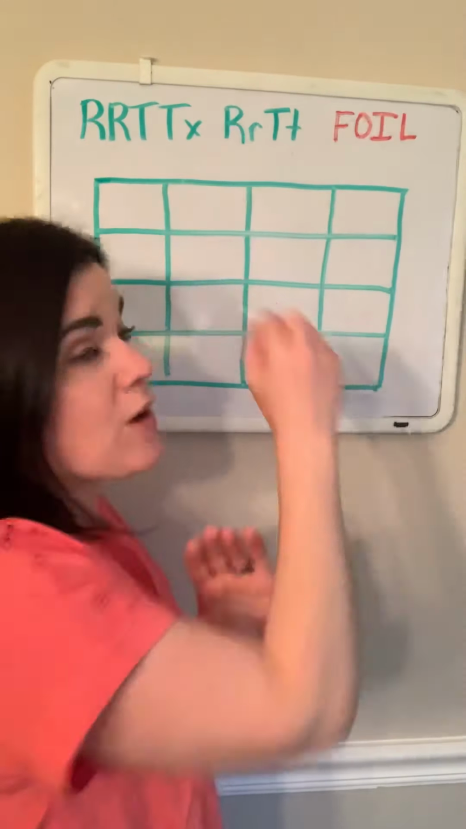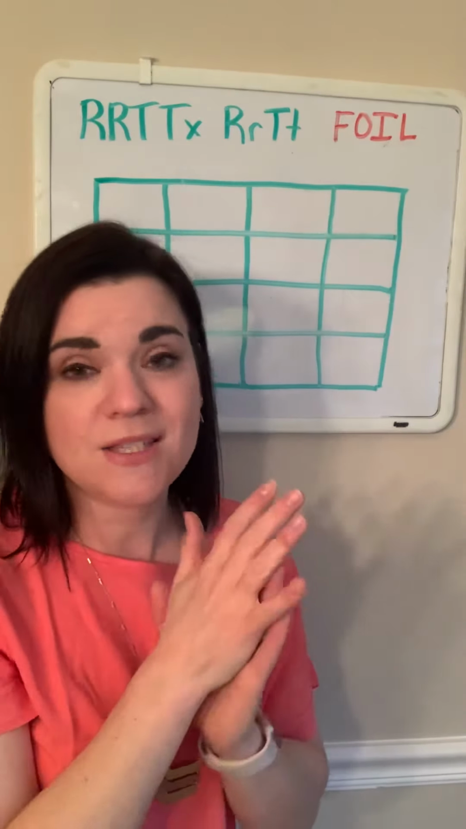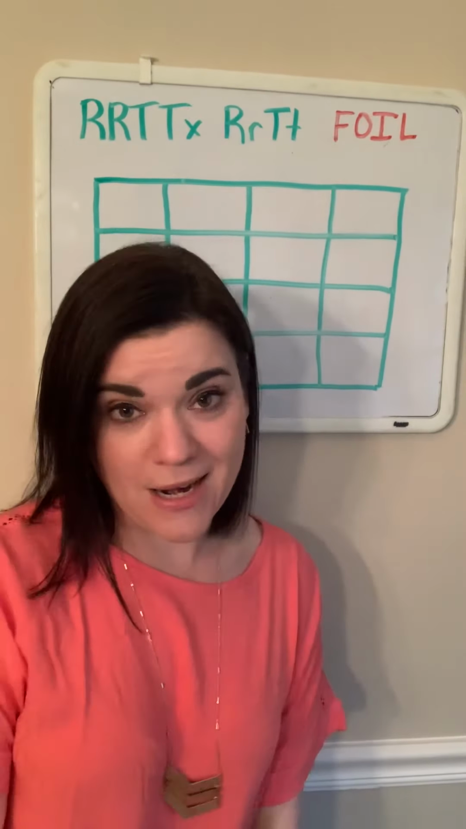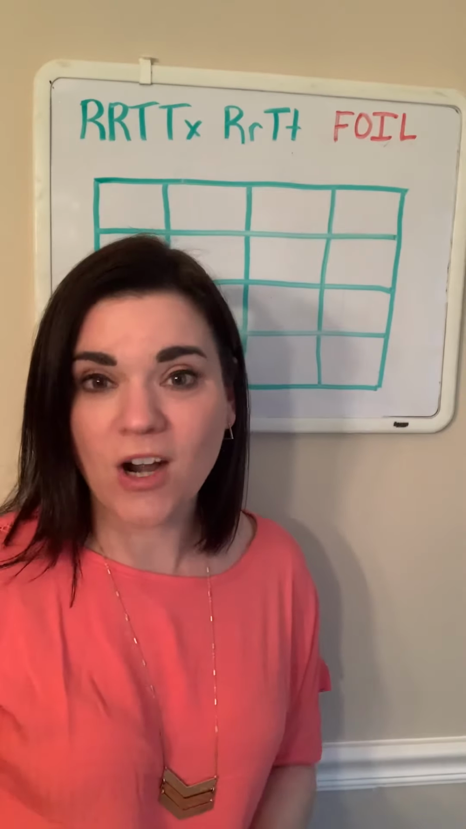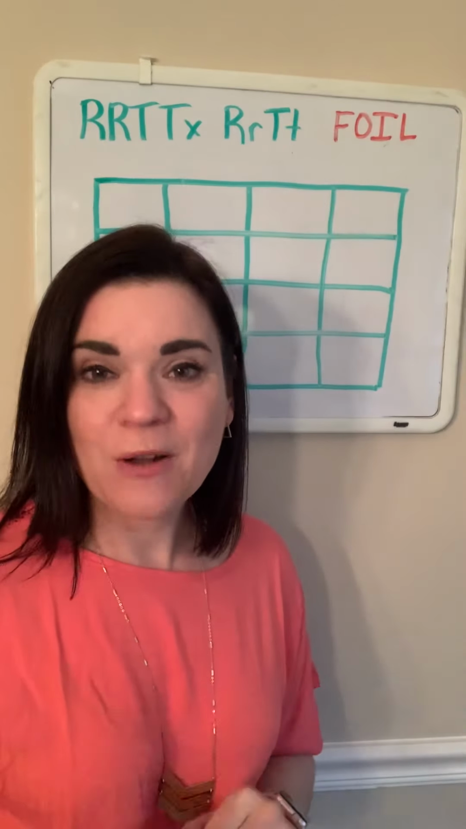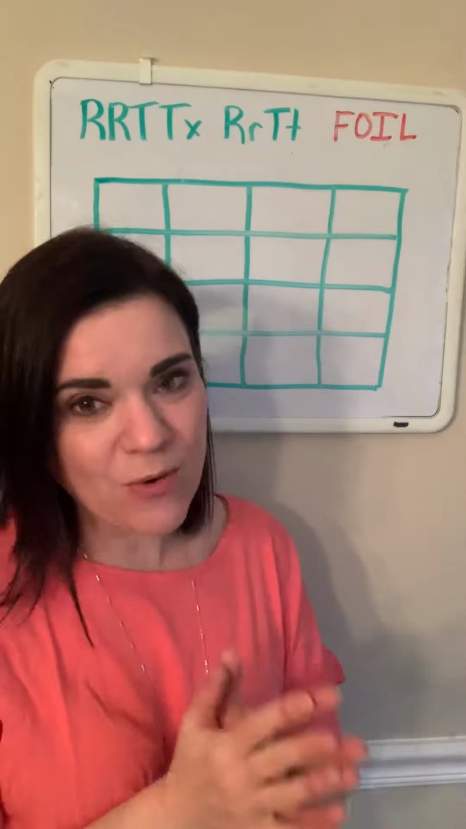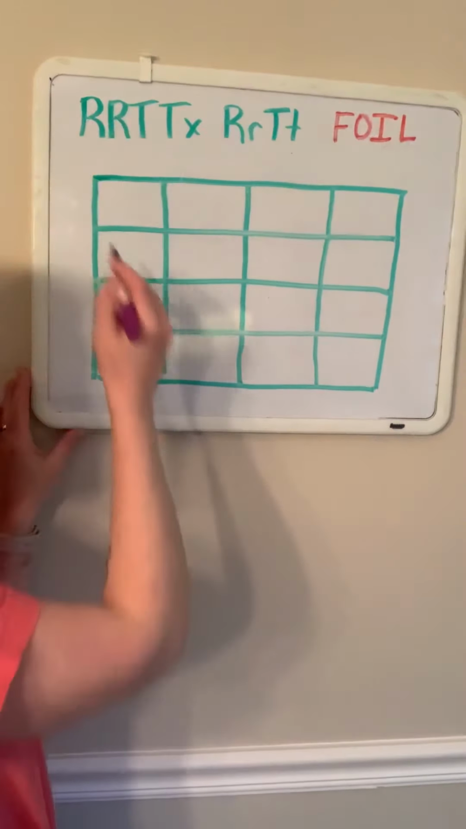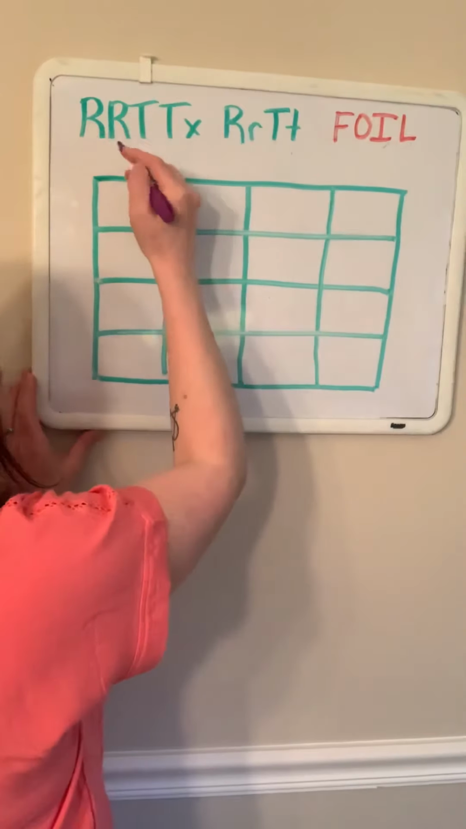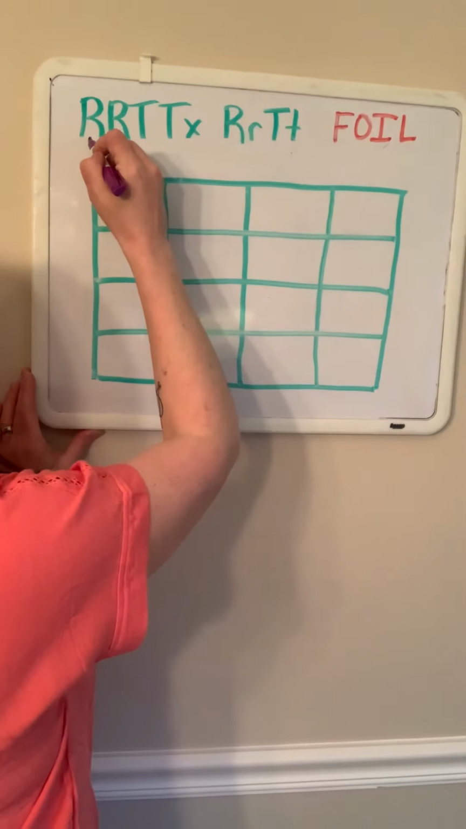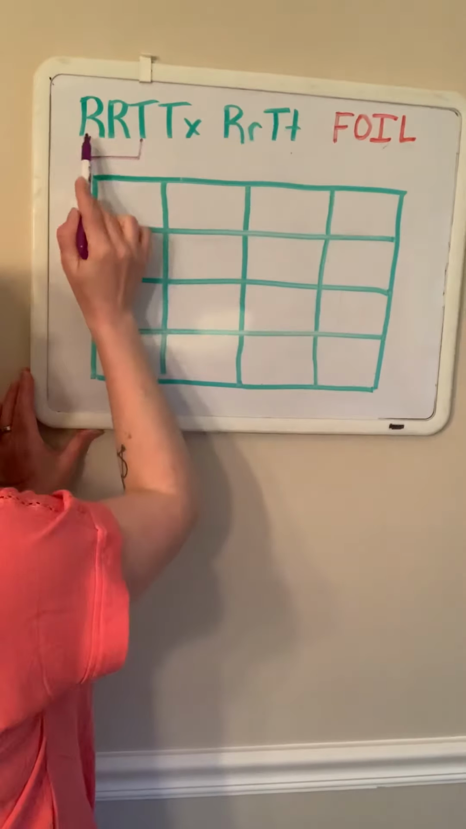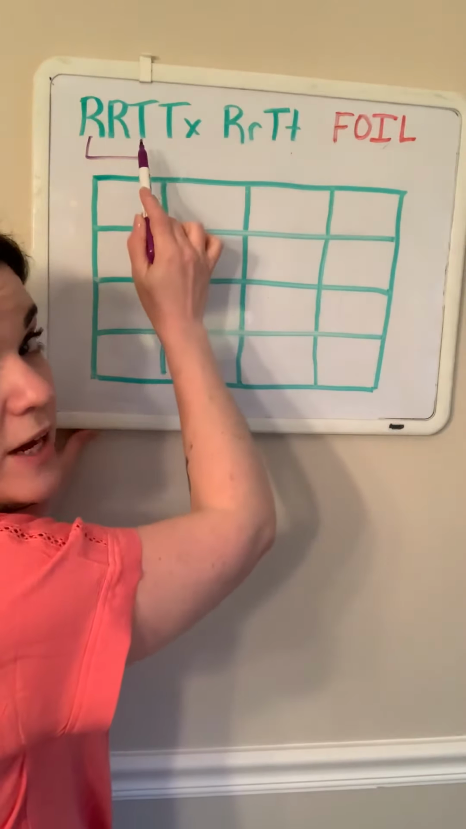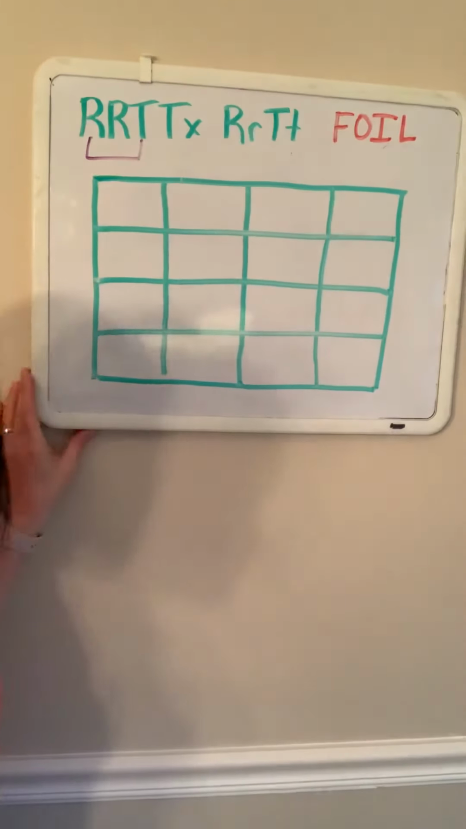The way that we figure out the combination of the alleles is the FOIL method. A lot of you will be familiar with the FOIL method from mathematics, right? FOIL stands for first, outer, inner, and last. So that's how we figure out the alleles. Let's take a look at how that works. We take one parent at a time. For the first parent, you do the first of the two traits. That would be capital R and capital T. That's your first combination of alleles.